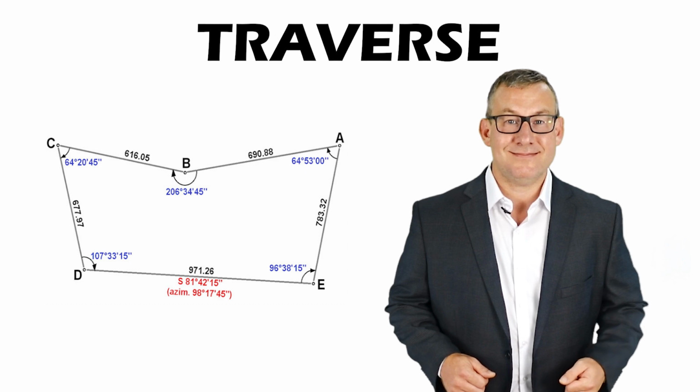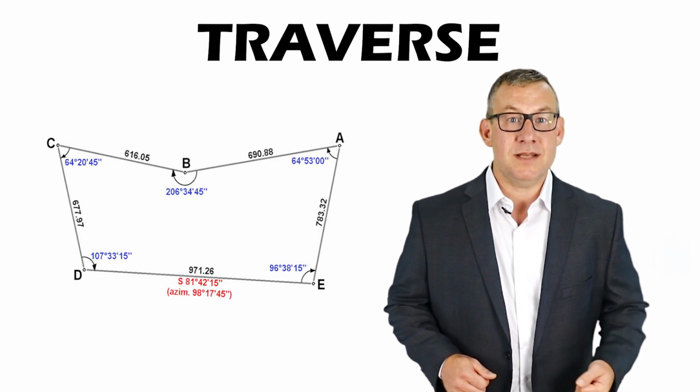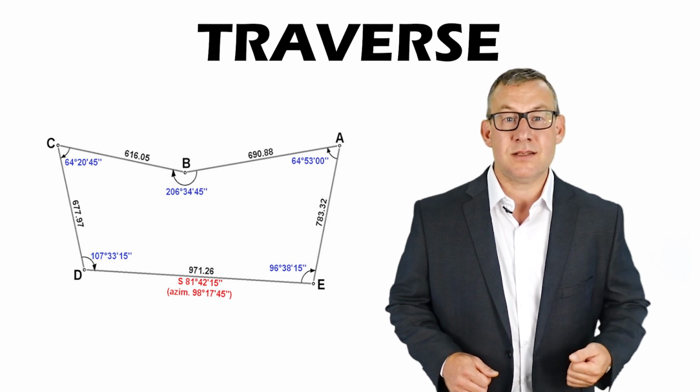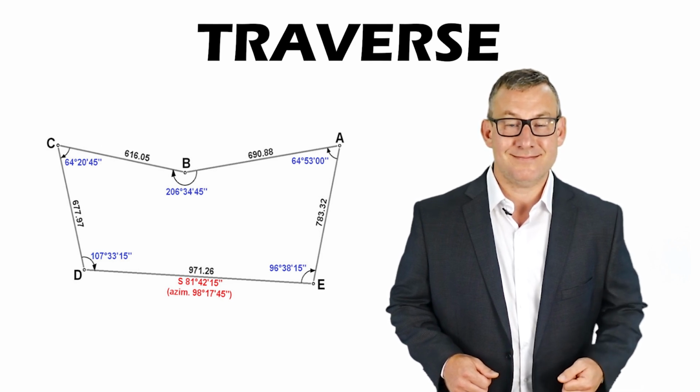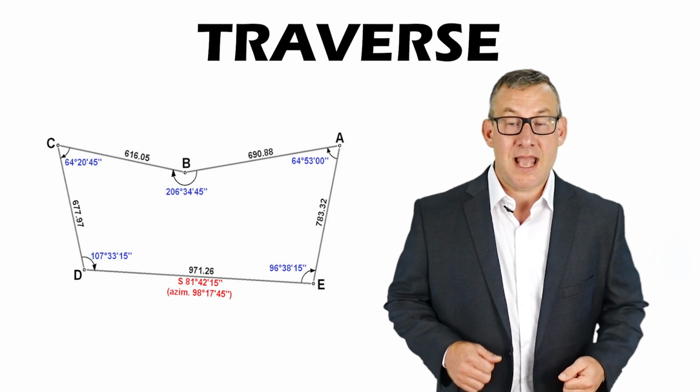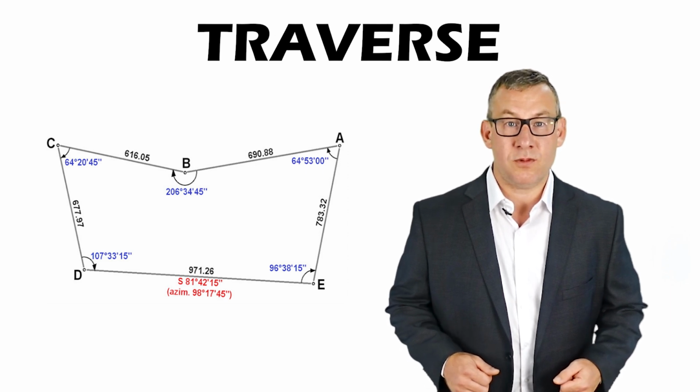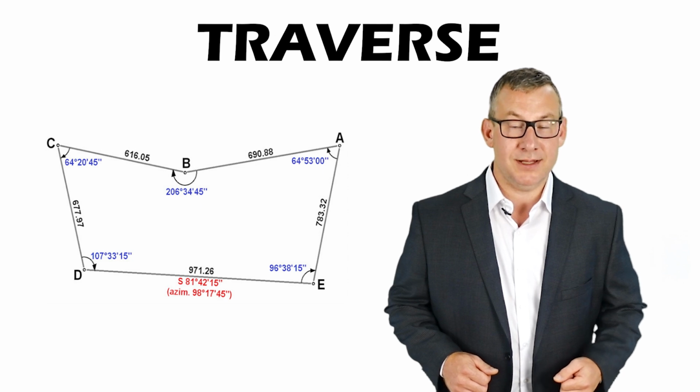A traverse. A traverse is a series of connected lines that start at a control point. A traverse is the basic operation performed in coordinate geometry.